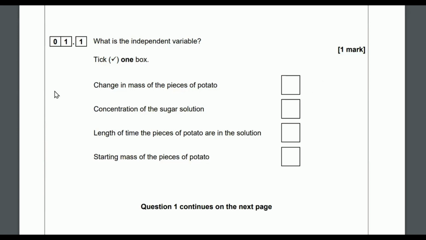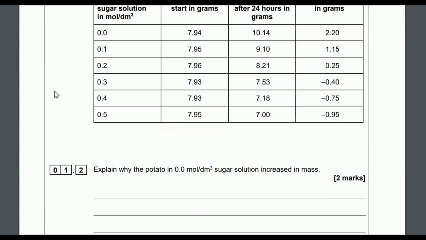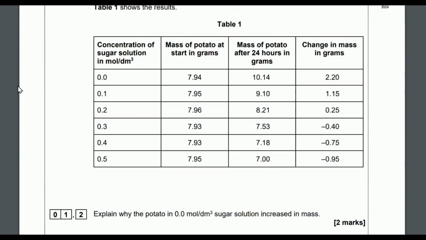All right, let's move on. We have a results table here. Table 1 shows the results. We've got the concentration of the sugar solution. We've got 0, 0.1, 0.2, 0.3, 0.4, and 0.5. We've got the starting mass of each piece of potato. Notice they're all slightly different. We've got the mass of the potato after 24 hours in grams. And we've got the change in mass.